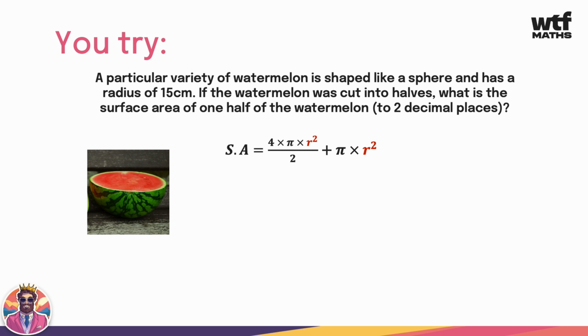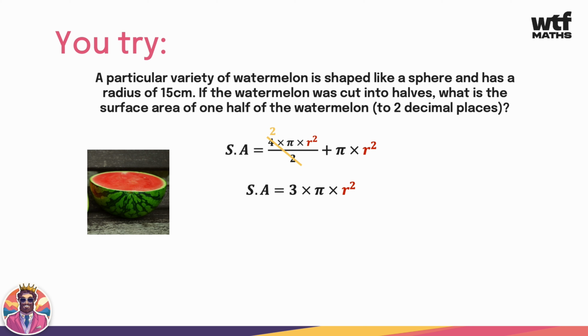Okay, so when we look at our formula, we're going to be cutting it in half this time, okay? So 4 times pi times r squared, we're going to half it, but then we'll have to add on that circular face that appears when we cut it in half. Now 4 divided by 2 cancels out to 2, so 2 times pi times r squared plus another pi times r squared is really 3 times pi times r squared.